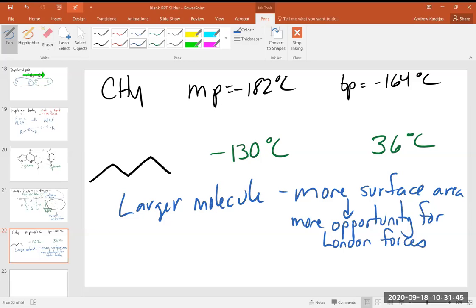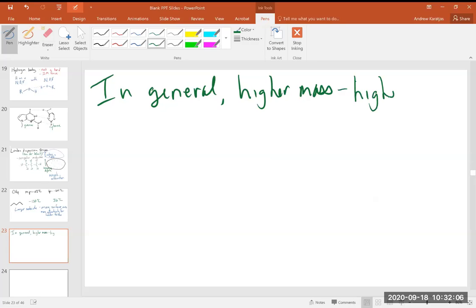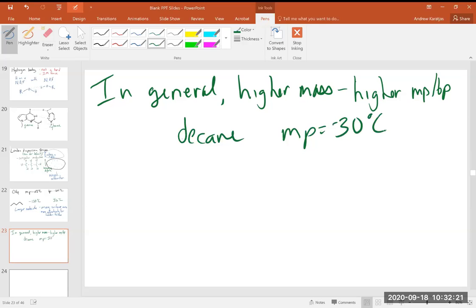And so the more opportunity we have for London forces, the stronger the attraction. So in general, higher mass, higher melting point and boiling point. And so if we go up to 10 carbons, which is decane, the melting point now is all the way up to negative 30 degrees Celsius.